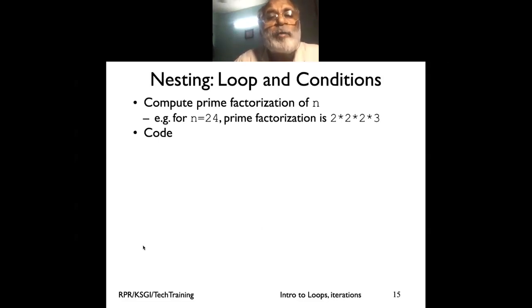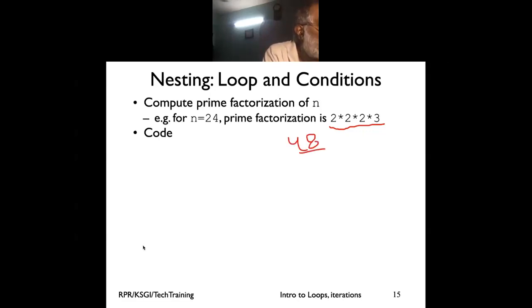Let's say I want to compute the prime factorization of n. Let's say n is 24. The prime factors of 24 are 2, 2, 2 and 3. For a given number, let's say my number happens to be 48, if I need to compute this, I don't know how many prime factors there would be. That means I should be using a while loop and not a for loop. How should I start? I start with the number 2 and keep dividing it till it gets divided. Once it does not divide, I increment the number and keep repeating.